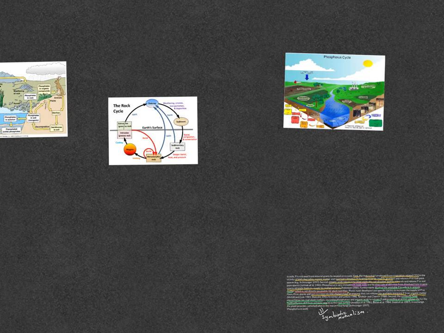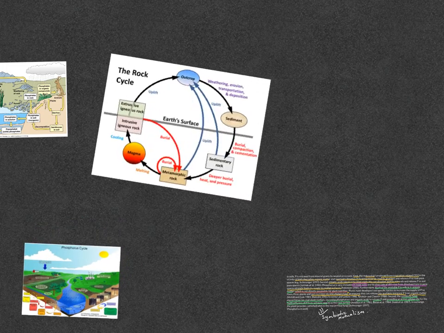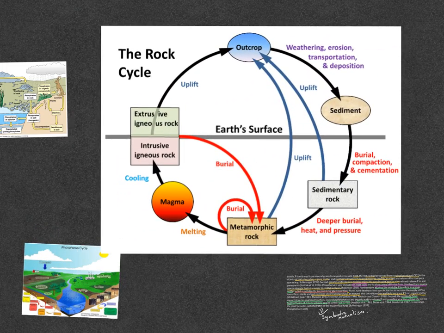Okay, so to understand the phosphorus cycle, we have to first start with the rock cycle, and look at what we're talking about when we're talking about the rock cycle. Something you've covered in middle school, I'm sure you remember. You have magma. You can start anywhere in a circle, right?